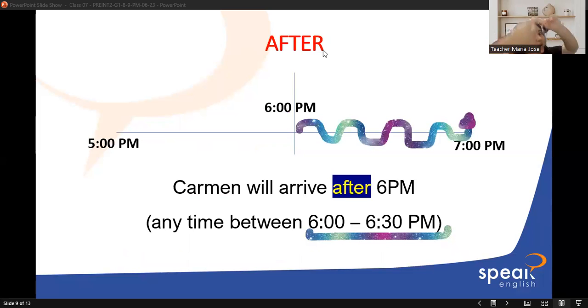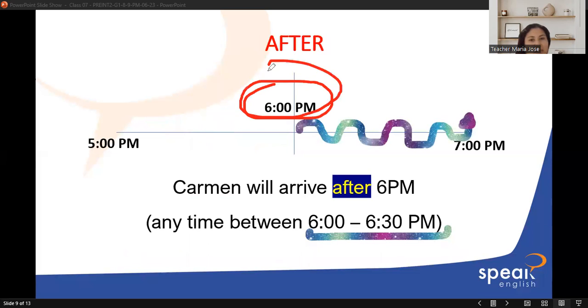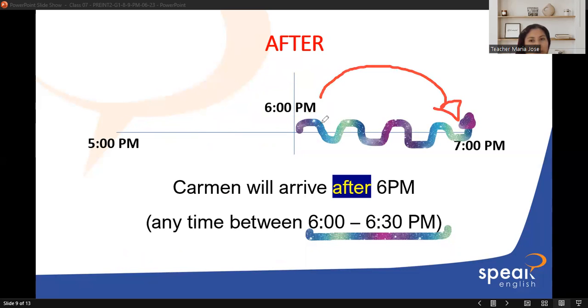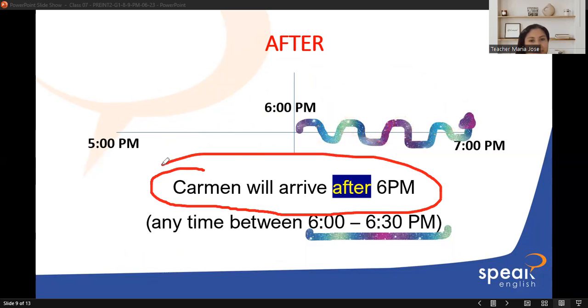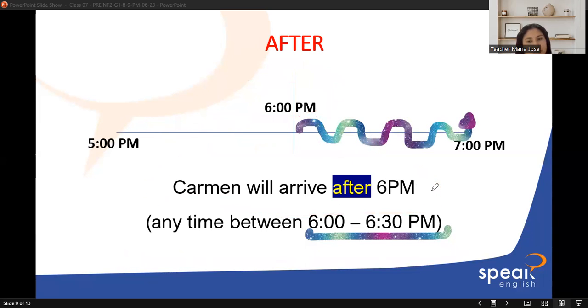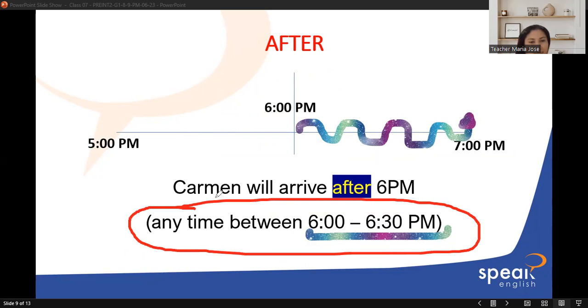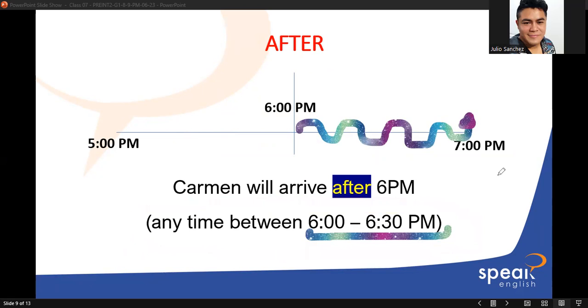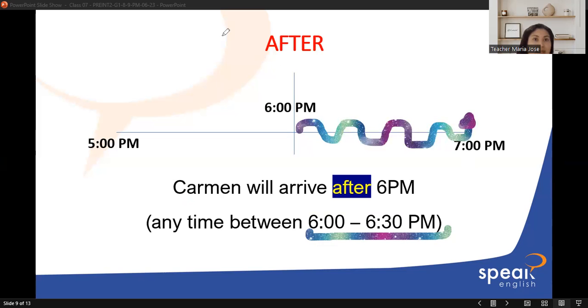All right, now we have the opposite, not "before," "after," okay? As you can see, the time is the same. I'm talking about 6 p.m., but now it's not before. Now we're talking about after, okay? Look at this, after. Can you help me with the example, please, Francisco? Carmen will arrive after 6 p.m. Okay, so what does that mean, Julio? Anytime between 6 o'clock to 6:30 p.m. Excellent, you got it.